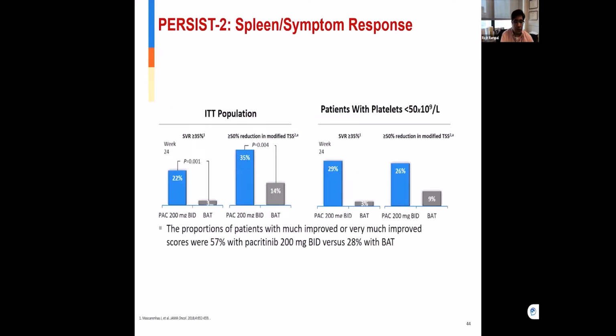And so essentially the same pattern as I had shown you before, whereas spleens shrink much better with pacritinib versus best available therapy or alternative therapy, and symptoms improve much more in patients who get pacritinib versus those who get other therapies. But this holds true in people with really, really low platelet counts. Patients with platelets under 50,000, where you see the same thing. The spleen gets better and the symptoms get better.